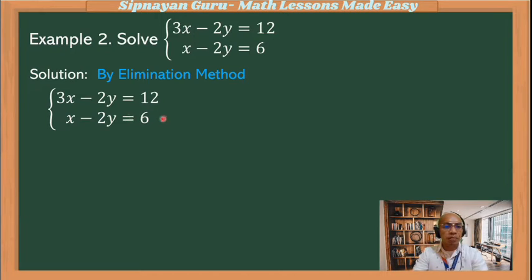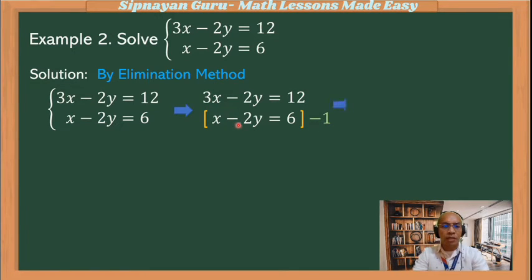So the given system, in this case, we're going to decide which of the variables we are going to eliminate. Notice that y have the same coefficients. However, these two are on the same signs. If you want to eliminate y, we just copy the first equation. But in equation number 2, we will multiply it by negative 1 so that this term will become positive. This would be negative 1 times x is negative x. Negative 1 times negative 2y is positive 2y is equal to negative 1 times 6, negative 6.